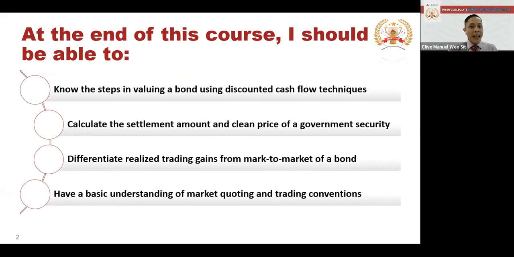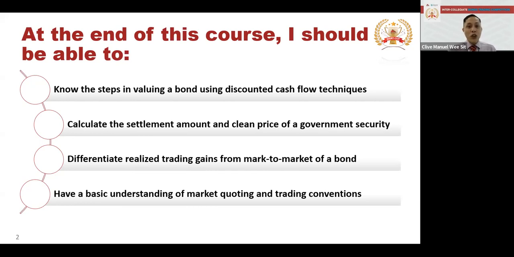The next is we will calculate how to get the settlement amount as well as the clean price of a government security. By settlement amount, what we mean is how much cash is actually paid for a government security that is acquired. Clean price, on the other hand, means what is the peso value equivalent of the government securities yield to maturity. Then we have to know the difference between realized trading gains as well as mark to market, or the unrealized or paper gains of a government securities position.